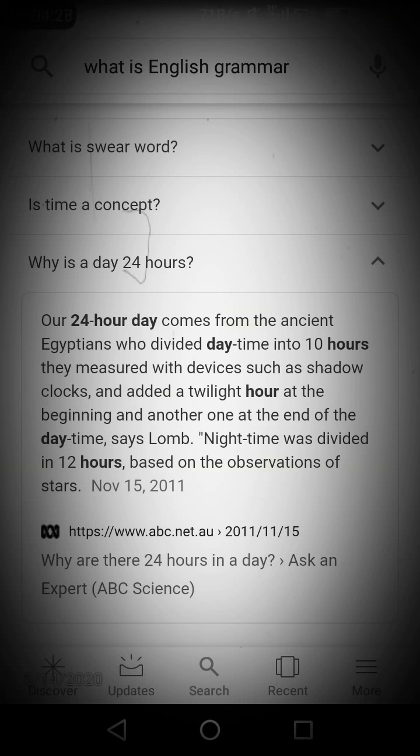Next, why is a day 24 hours? Our 24-hour day comes from the ancient Egyptians. Now, this is a general knowledge question. This is not closely related to English learning. This is general knowledge. Our 24-hour day comes from the ancient Egyptians who divided daytime into 10 hours. They measured with devices such as shadow clocks and added a twilight hour at the beginning and another one at the end of the daytime.